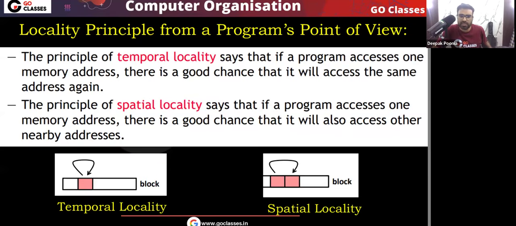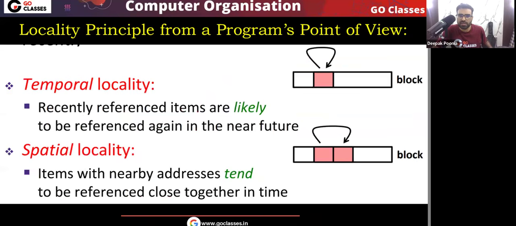And there is good news that the majority of the programs have both these properties, temporal locality and spatial locality. So you can see the definition of temporal locality and spatial locality here also. Temporal locality simply means that recently referenced items, means recently accessed items, are likely to be referenced again in the near future. What is spatial locality? It says that items with nearby addresses are likely to be referenced in the near future. So these are called temporal locality and spatial locality.